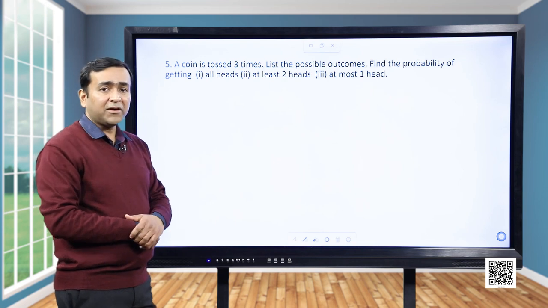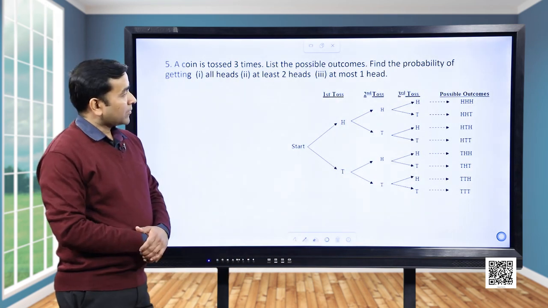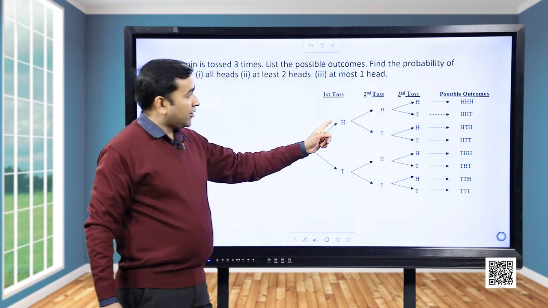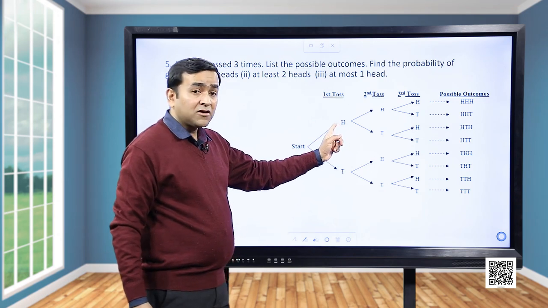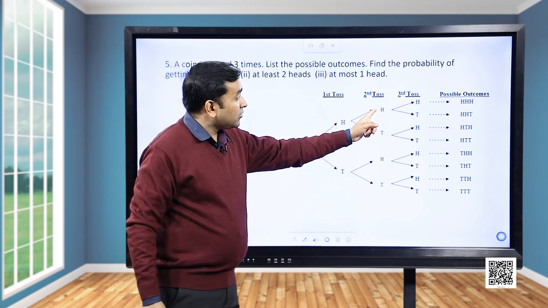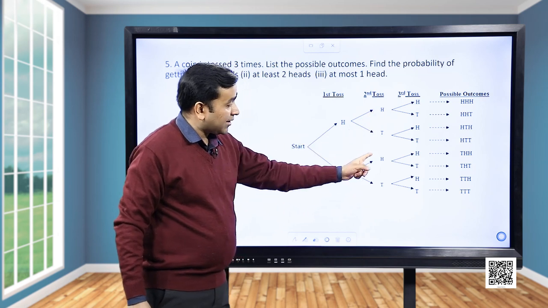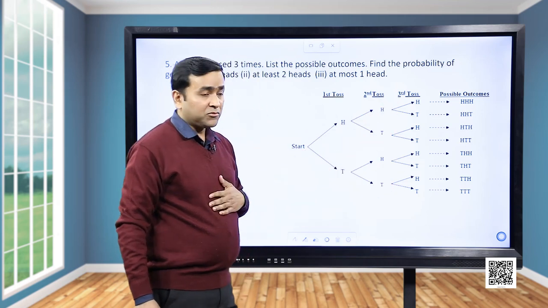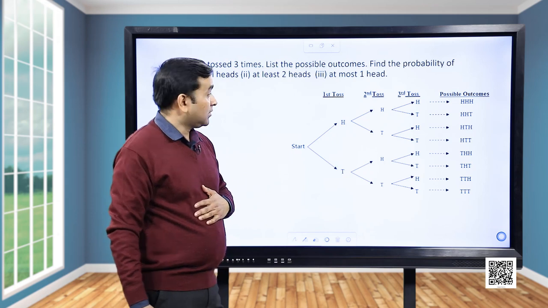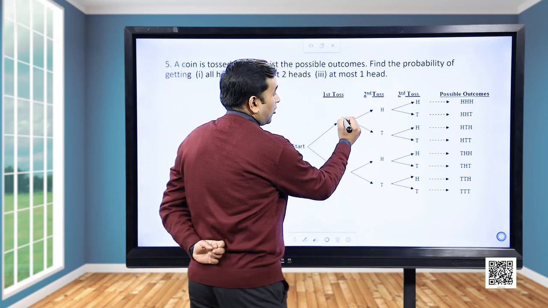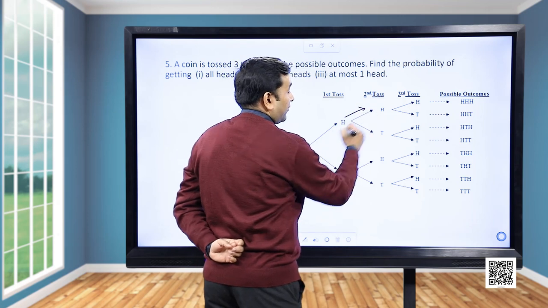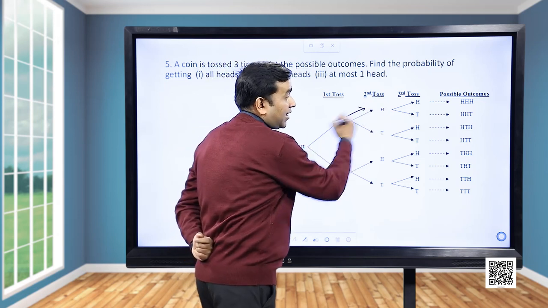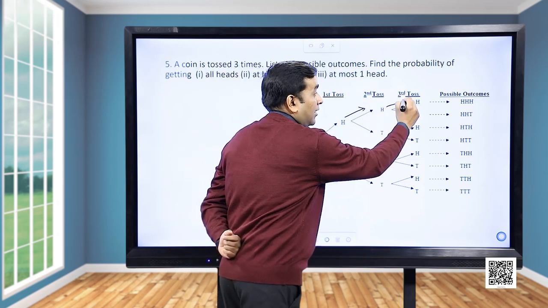Let us understand with the help of a diagram. On the first toss, we get either head or tail. On the second toss, if we are getting head on the first toss, then on the second toss, we can get head or tail. Similarly, for tail, we can get head or tail. And for the third toss, we can get all these possible outcomes. So, what are the possible outcomes? On the first toss, if we get head and then again we toss a coin, we again get head, right?